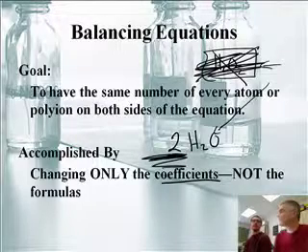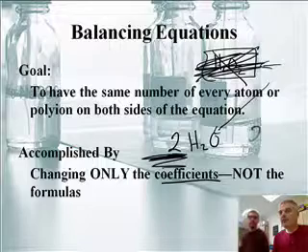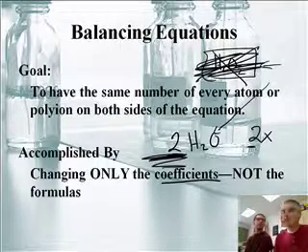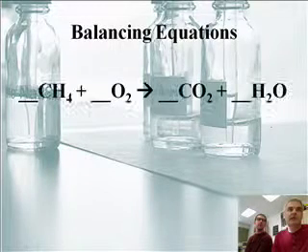The only number you can change is the number in the front. It's called a coefficient. In math class, you probably understand that. If you have a 2x, the 2 is the coefficient in algebra, right? So it's the same concept. Okay. All right, so let's do some examples.